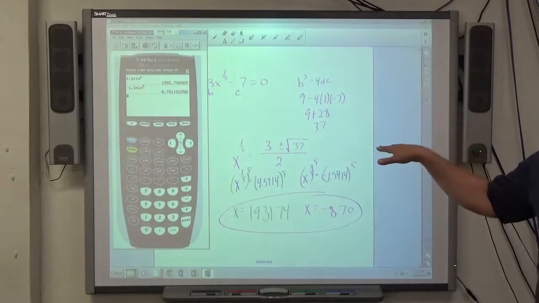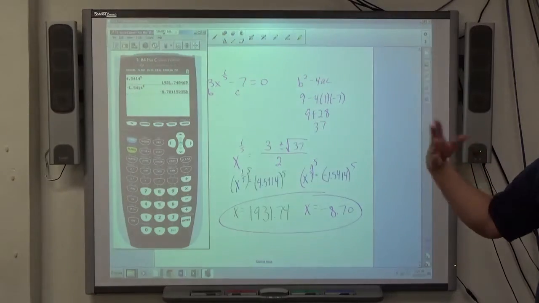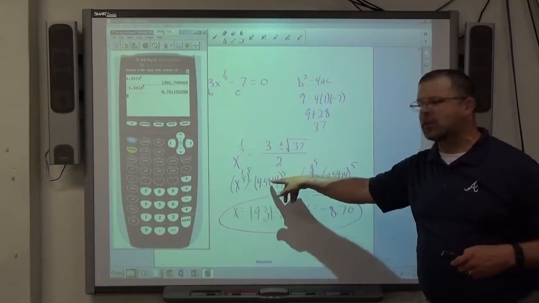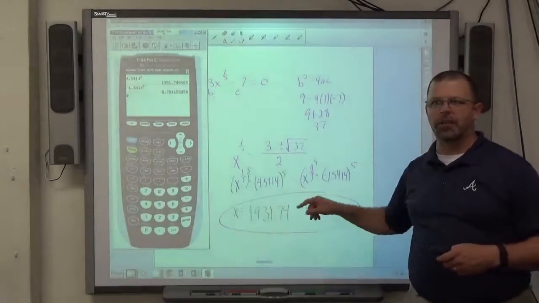Okay, so again, if that happens, I don't know if it happens or not, but if it happens on the homework, you don't get these friendly answers, just give me a decimal approximation for both, to 4 decimal places. Round your final answers to 2.